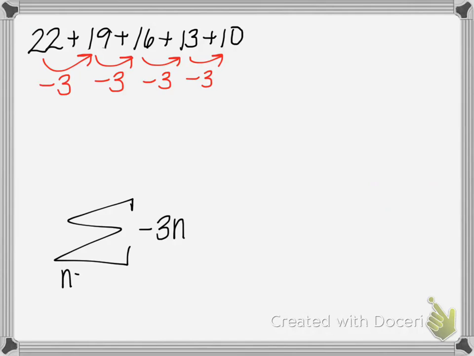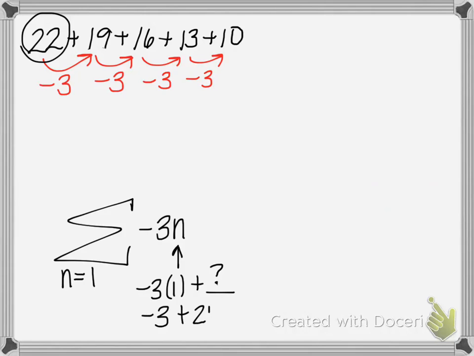So let's start this first one with n is equal to 1. Now if I substitute 1, I would have negative 3 times 1. In other words, I'll have negative 3. But I don't want negative 3 as my first term. I want 22 as my first term. So you have to think, what would I need to add here? Negative 3 plus what number would give me 22? That would be negative 3 plus 25. Negative 3 plus 25 gives me 22 as my first term. Therefore, my formula would need to be negative 3n plus 25 if I begin with n equal to 1.